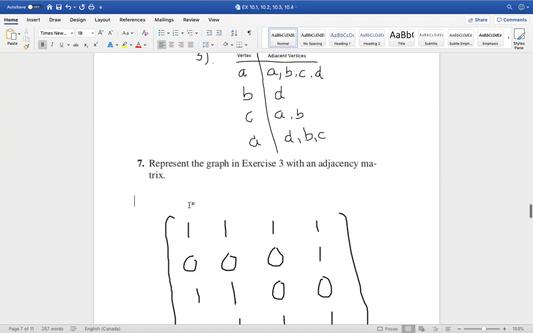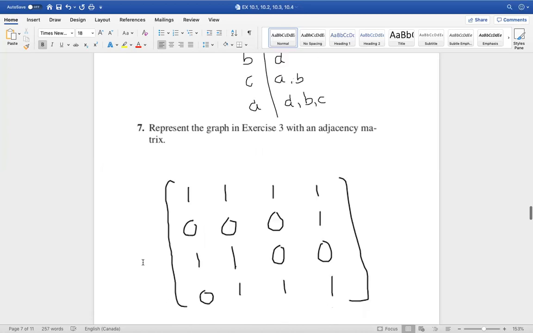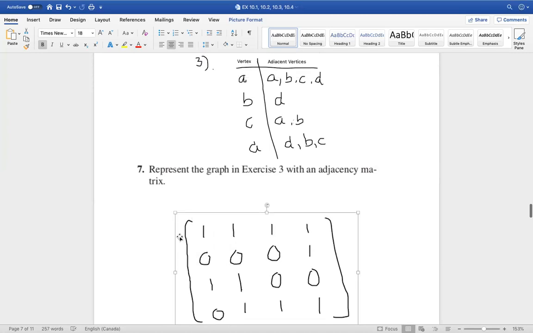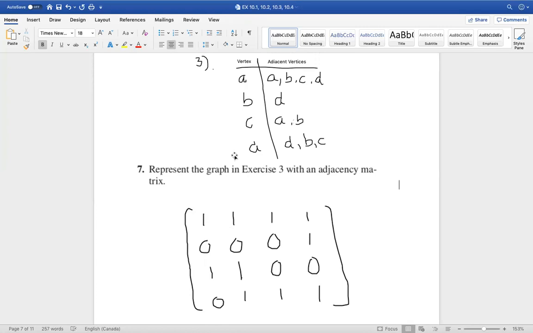So here we have A, B, C, D columns representing the vertices. And likewise, we have A, B, C, and D here as well. Okay, so we put 1 here because A is adjacent to itself. We put 1 here because A is adjacent to B, and A is adjacent to C and D. So therefore all are 1, right? Because A is adjacent to A, B, C, D.